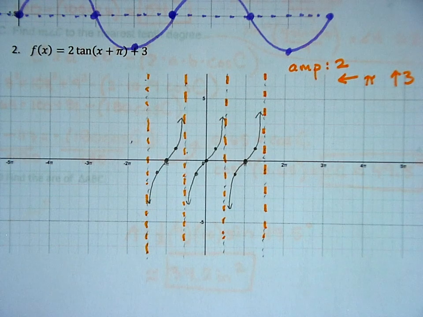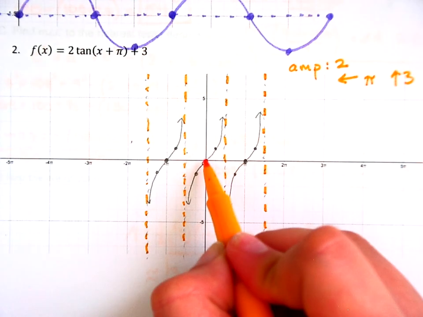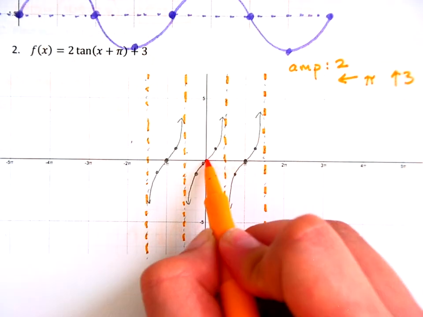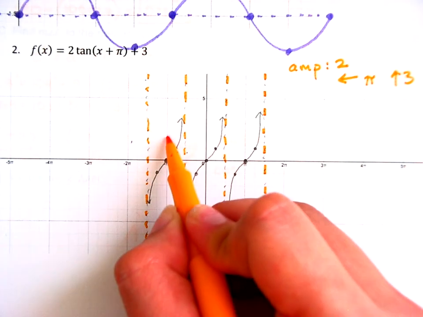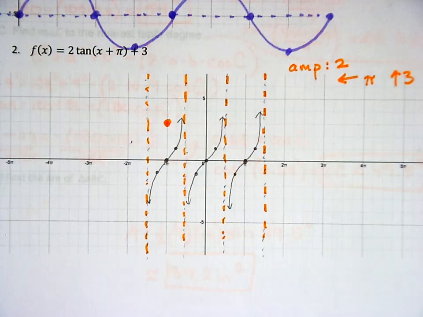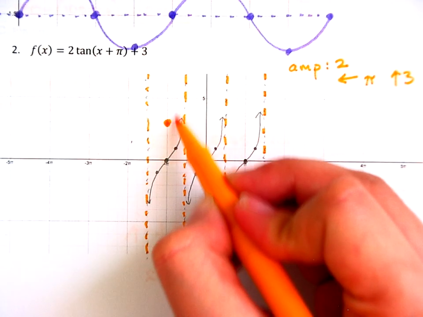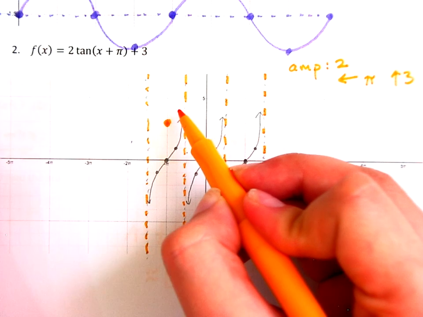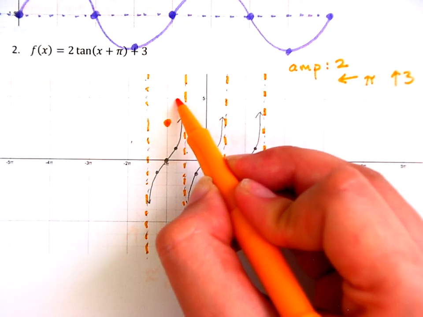Okay, now we've got to shift up 3. So I'm going to take my original point at 0, and I shifted over pi, so now I'm here, and I'm going to go up 3. 1, 2, 3. So this is where I'm going to start my tangent function now. Okay, so normally on my tangent function, I go over pi over 4 and up 1, but I have a stretch of 2. So I'm going to go over pi over 4 and up 2 now.